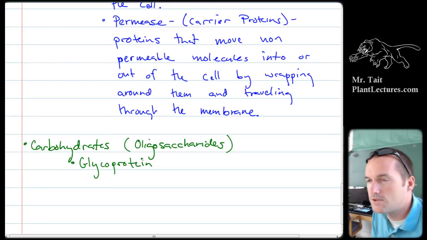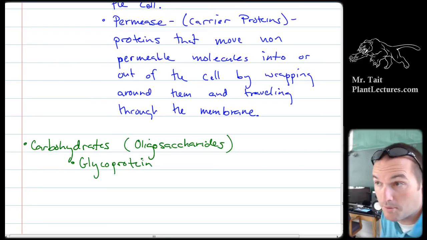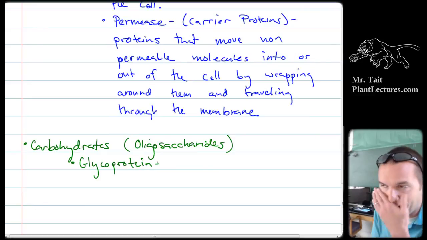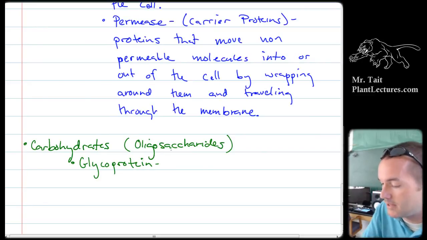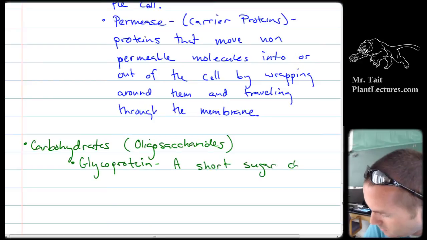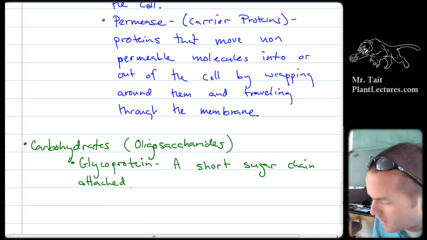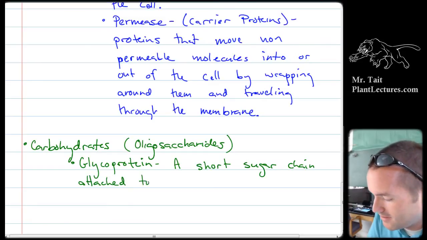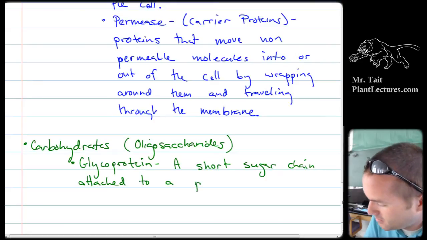The first type is called a glycoprotein. This is a little confusing because a glycoprotein sounds like it should be a protein, but it's not. It's a carbohydrate. Specifically, this is a carbohydrate that is attached to a protein. So a short sugar chain attached to a protein.